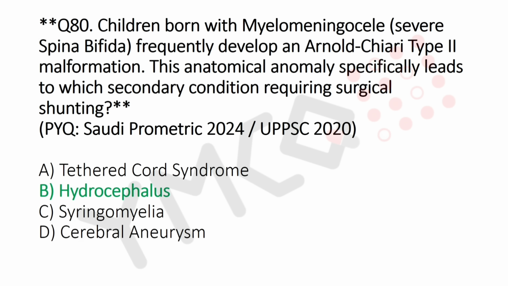An Arnold-Chiari type 2 malformation pulls the brainstem down into the spinal canal, blocking the flow of cerebrospinal fluid. This fluid backs up into the brain, causing hydrocephalus, which requires a VP shunt to drain. Okay. Now let's move to question number 81.